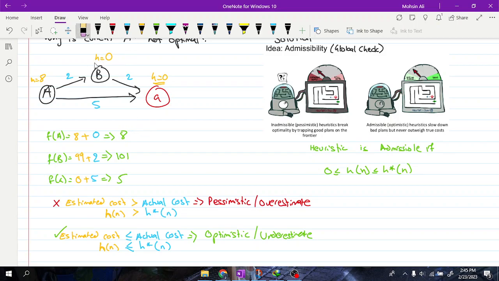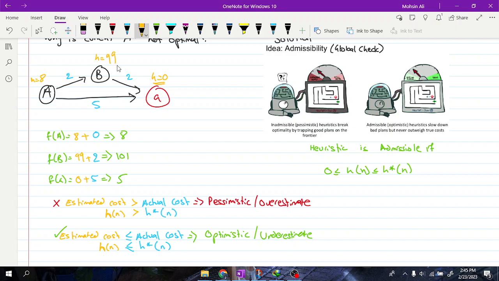So over here, when h is 0, I might have chosen this path instead, because now this is almost underestimating, almost equal to the actual cost, right? So this heuristic would have been much, much better than this one over here. Okay, so what is this called? This phenomenon is called admissibility.